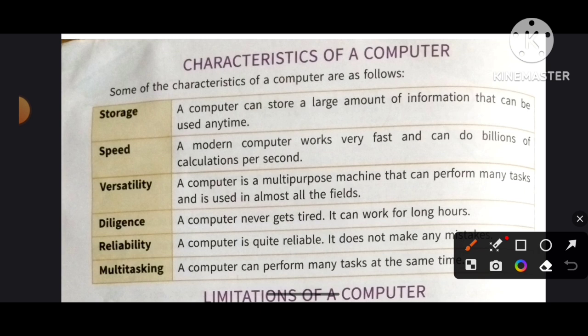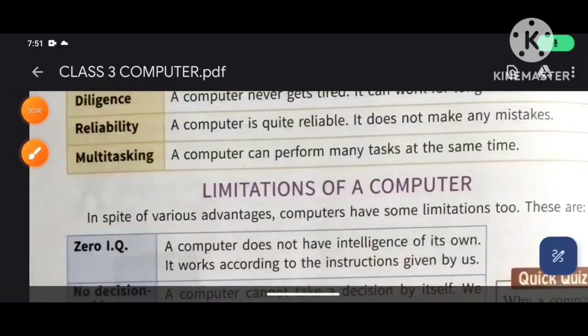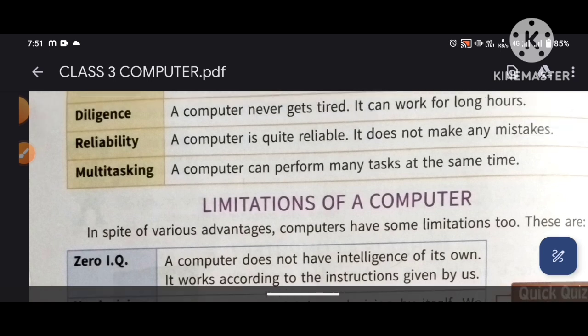Next one is reliability. A computer is quite reliable. Reliable means we can trust it. On the computer we can trust without any doubt, because a human can make mistakes but a computer cannot make any mistake if there is no error in the instruction. If we put the proper instruction, it will work properly. If we put a wrong instruction, an error message will occur. So a computer is quite reliable.